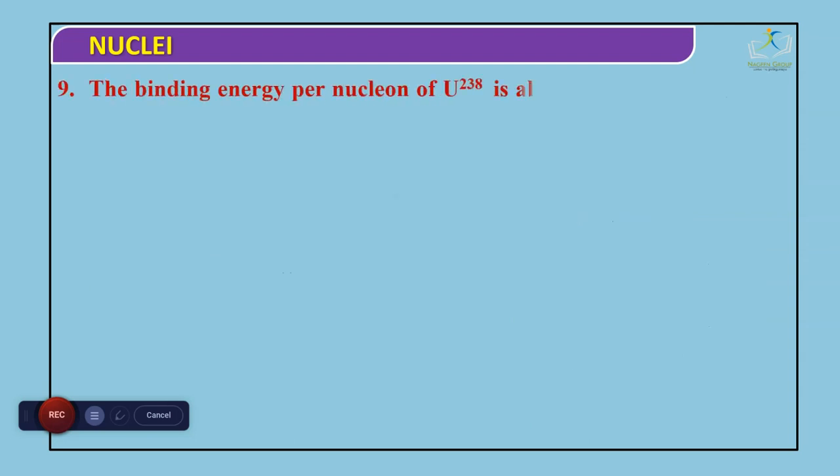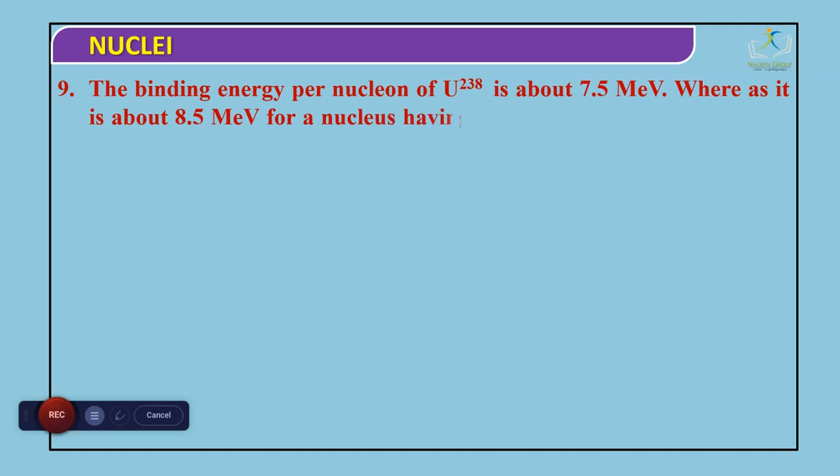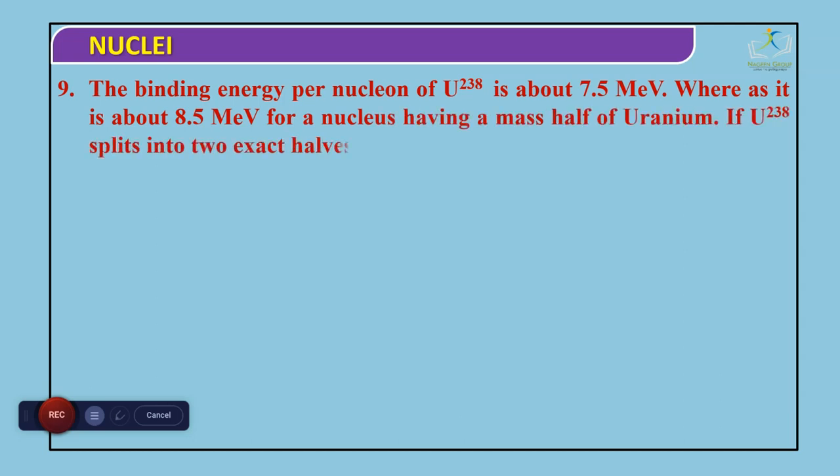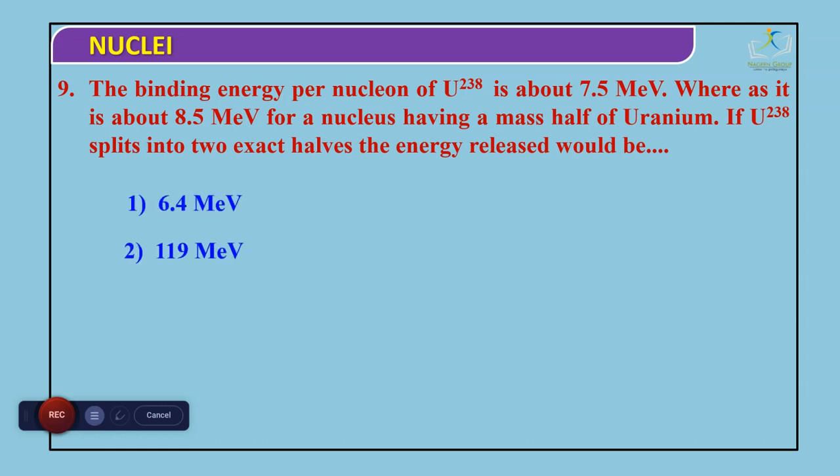Next question, we have the binding energy per nucleon of U238 is about 7.5 megaelectron volt, whereas it is about 8.5 megaelectron volt for the nuclei having masses half of the uranium of 238. If U238 splits into two equal halves, the energy released would be 6.4 megaelectron volt, 119 megaelectron volt, 238 megaelectron volt, 476 megaelectron volt.